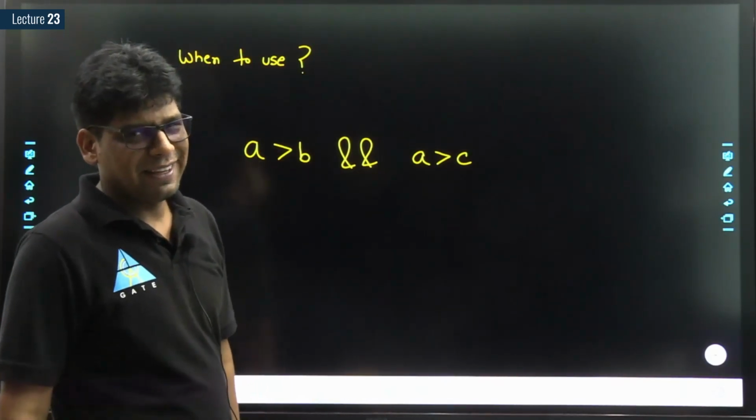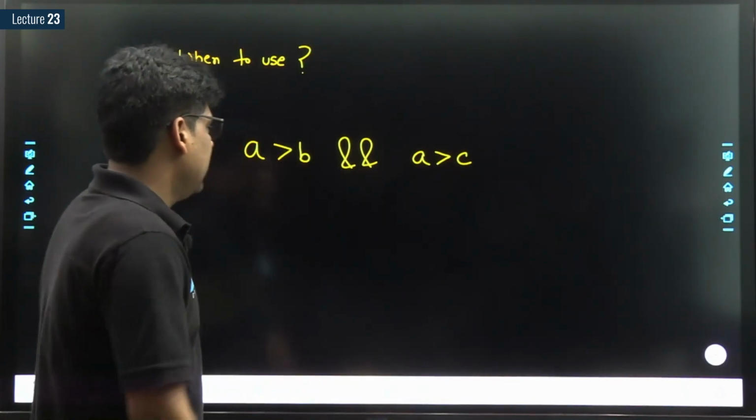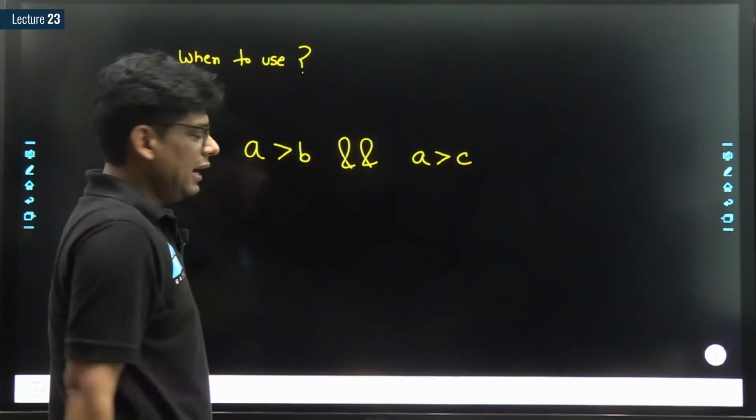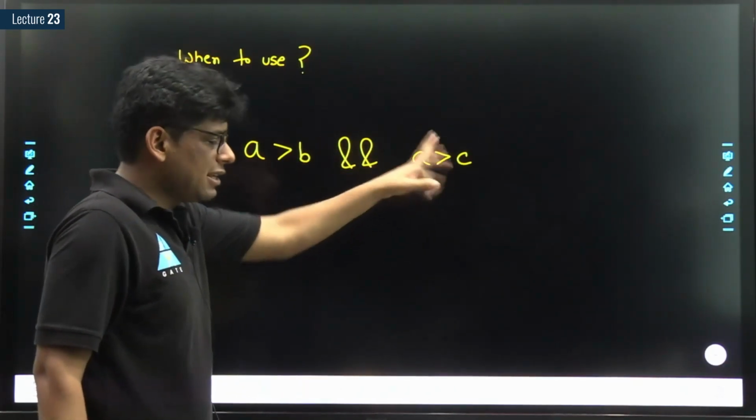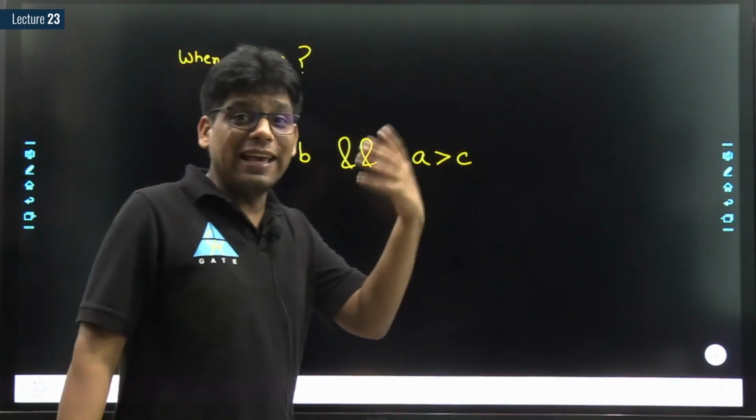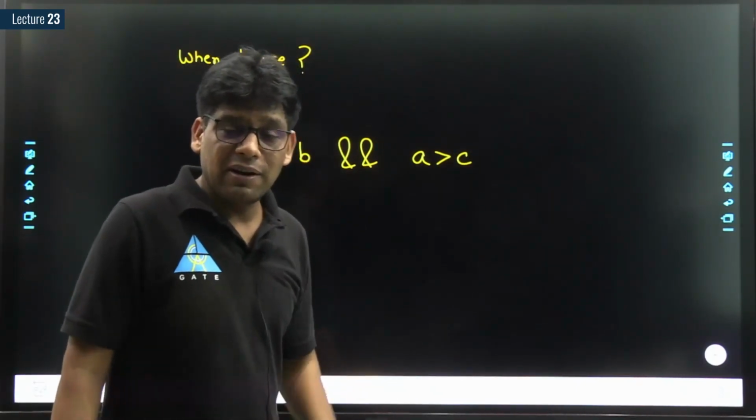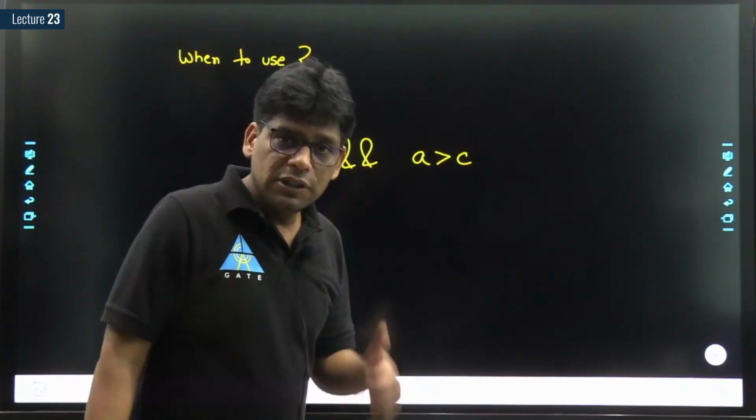what can I say? Think about it. Think for a moment. If we have three numbers like A, B and C, and if A is greater than B and A is greater than C, can I say A is the largest among these three numbers? Yes, of course. Try to understand.